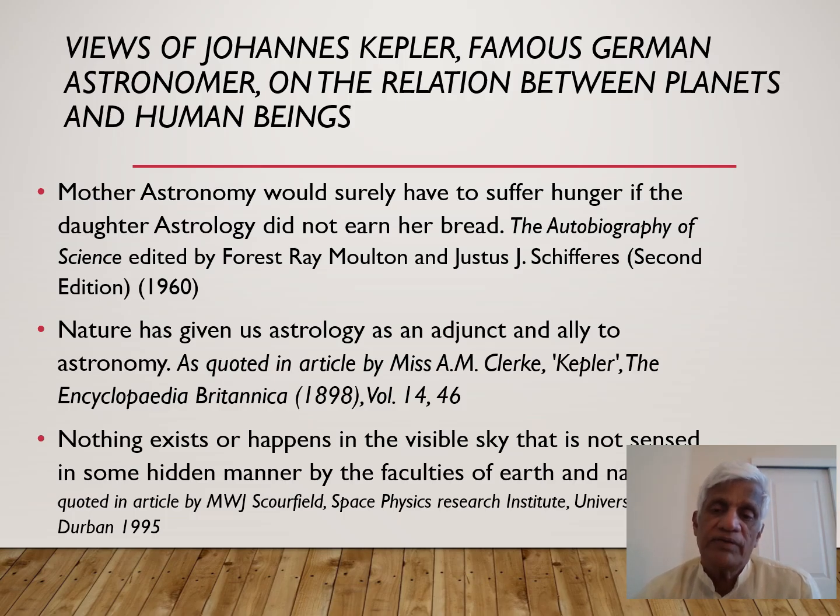Johannes Kepler, the very famous German astrologer, who laid the foundation of mathematical astronomy, has brought out the connection between astrology and astronomy in these very famous quotations that you are seeing on the slide. He says, nature has given astrology as an adjunct and ally to astronomy, which definitely means that astrology uses the knowledge that is gained by the astronomical sciences for the benefit of mankind.